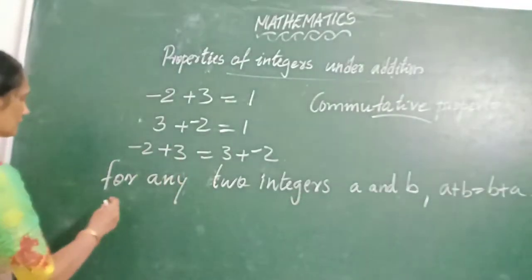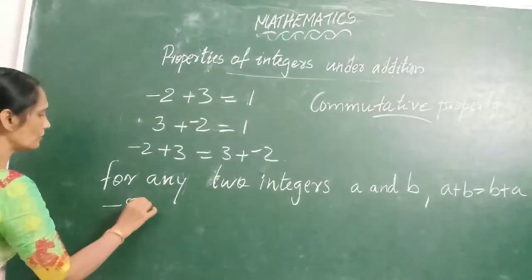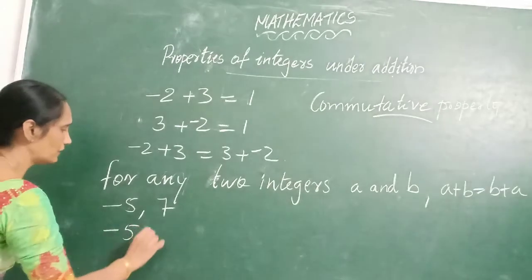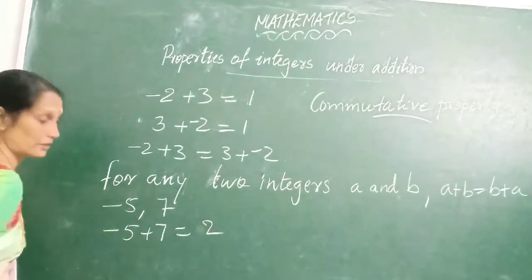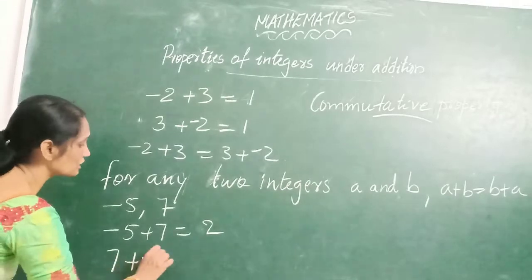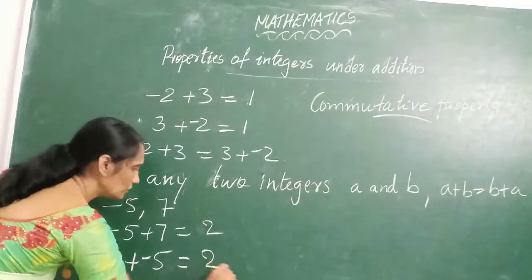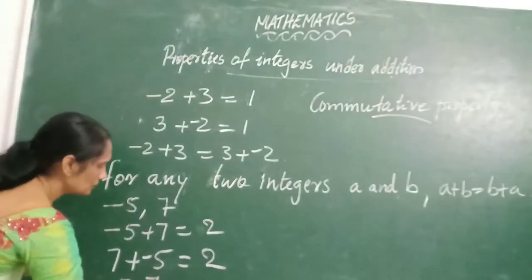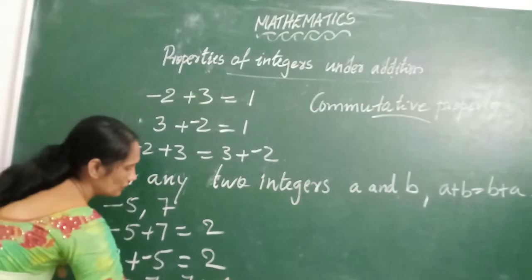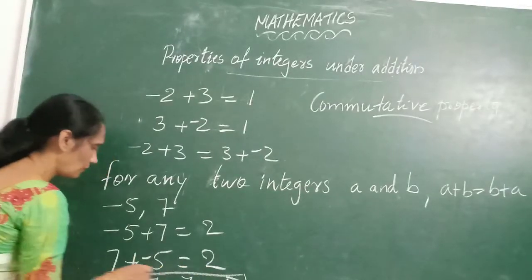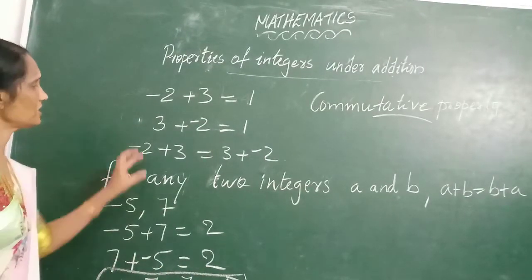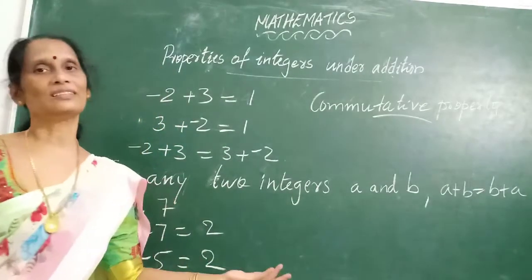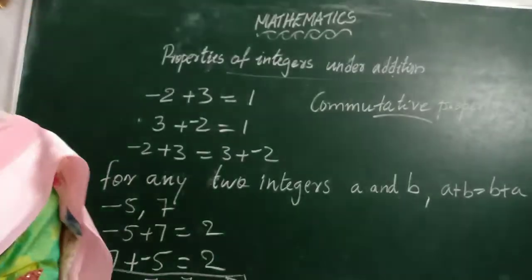Okay, let us take one more example. Let us take minus 5 and 7. What is minus 5 plus 7? It gives 2. Then what is 7 plus minus 5? That's also equal to 2. That means minus 5 plus 7 is equal to 7 plus minus 5. What have we done? We have changed just the order. By changing the order, the value does not change. That is commutative property.